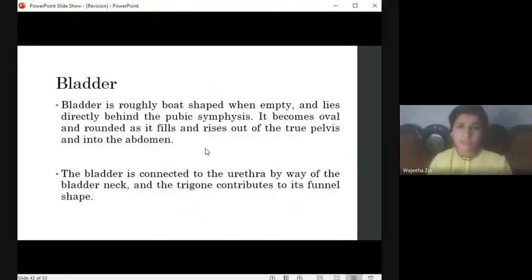If we talk about the bladder, its shape is not fixed. If it is empty, it will be like a boat. But if it is full of fluid, it will become different. It will become oval shaped, and even the place will change. An empty bladder will remain in the pelvis, but whenever the bladder fills, it becomes part of the true pelvis or abdomen.